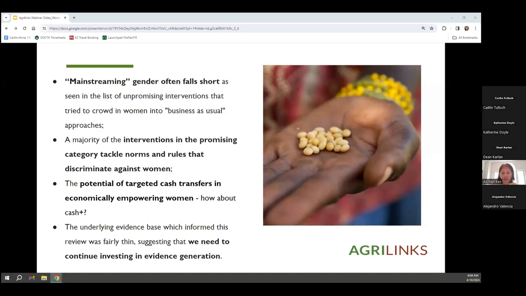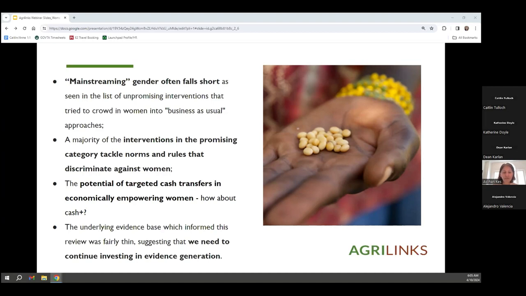So rather, we need to be thinking about the specific needs and preferences and roles that women have within the context that we design and implement our programs, all of which shape incentives, the ability and the willingness of women to engage and also to benefit from the interventions. So intentionality is one thing that came through to me very strongly, and that we cannot just think about crowding in women to programs that lack that very specific ingredient.